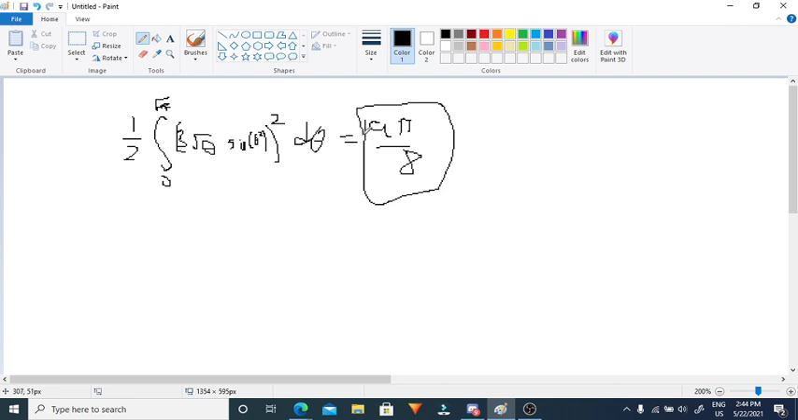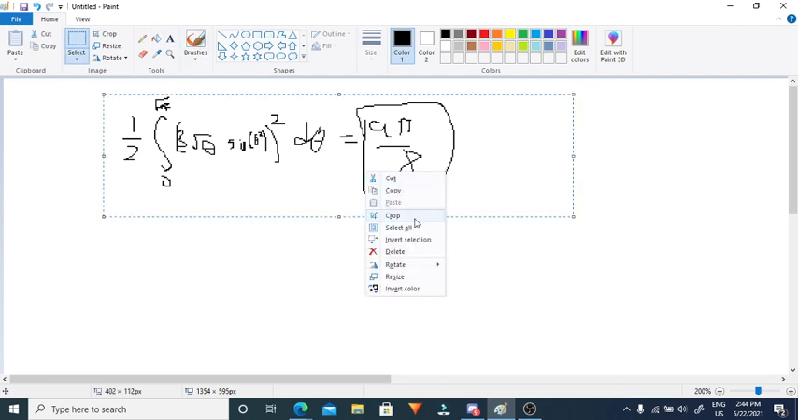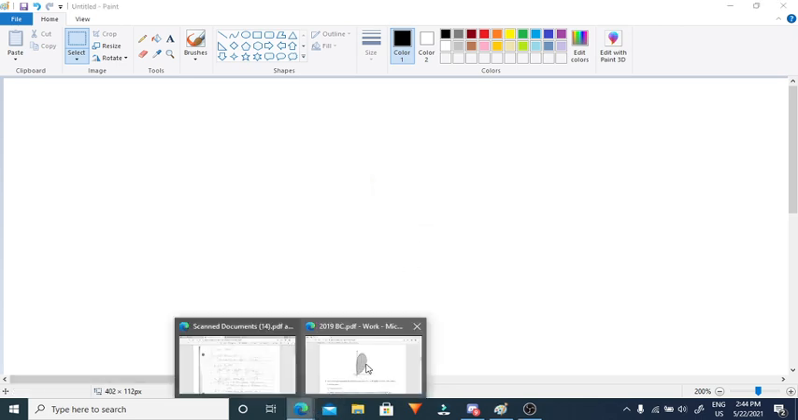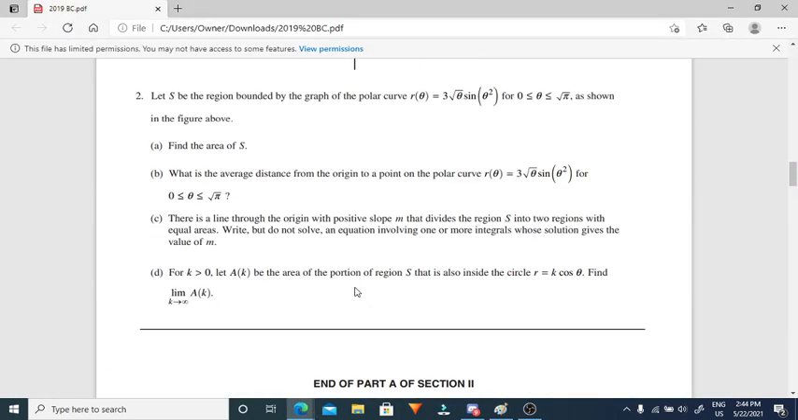We can use the graphing calculator for this, and that is the answer of the area. It's part A. Okay, so then we have part B. What is the average distance from the origin to a point on the polar curve for the same interval? So the distance formula is a little bit different.